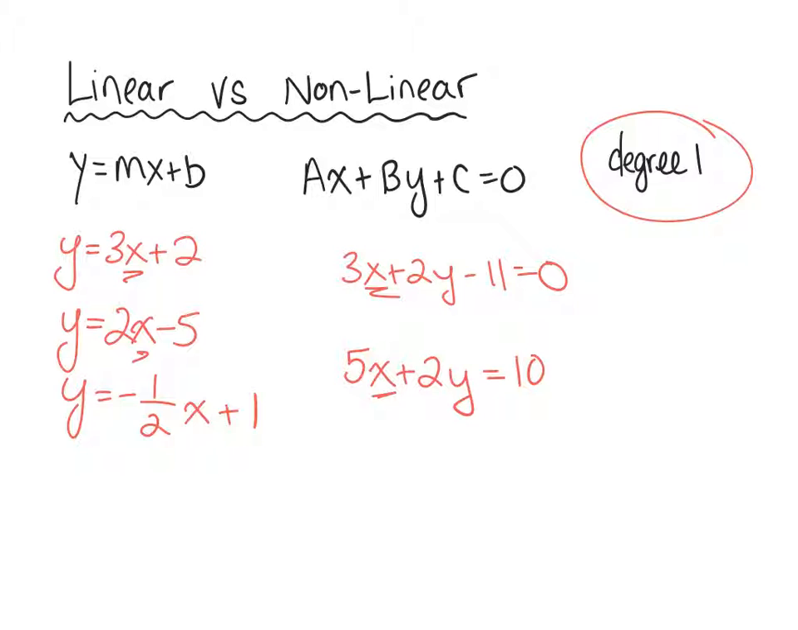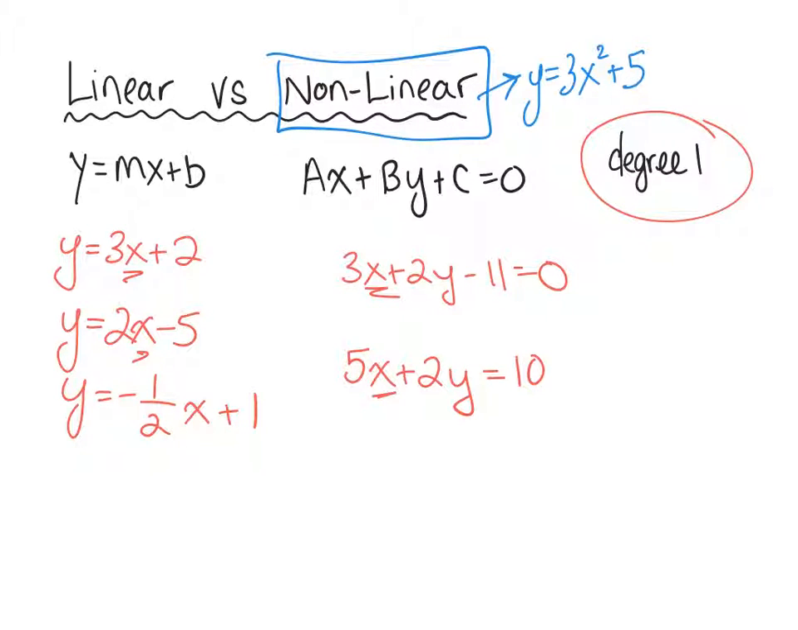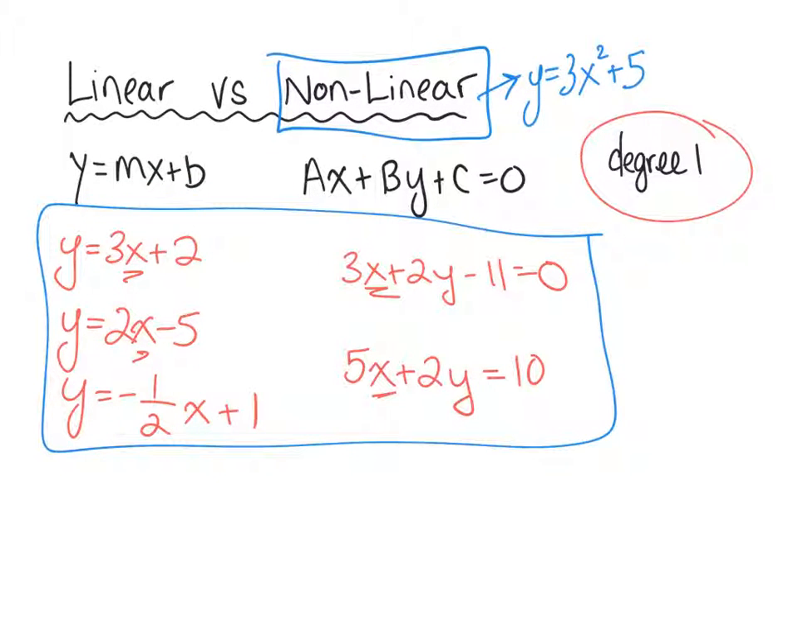So something that's not linear is going to have something else going on. It could be like y equals 3x squared plus 5. Well, now your x is squared, so that's no longer a degree 1. That's a degree 2, and it's not going to be linear. So you just want your equations to look somewhat like these guys. Okay, so that's one piece of feedback.